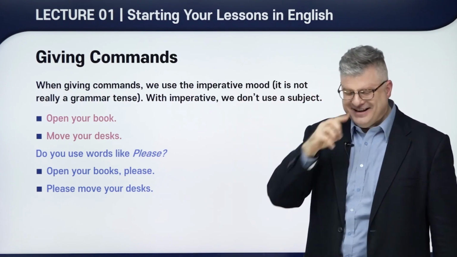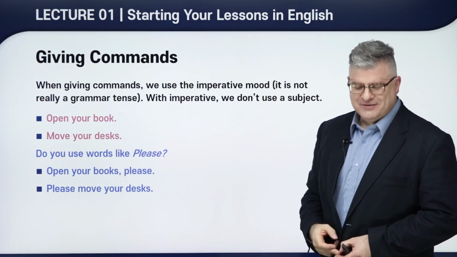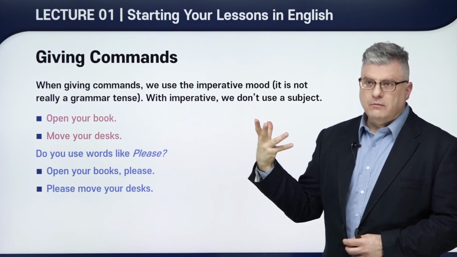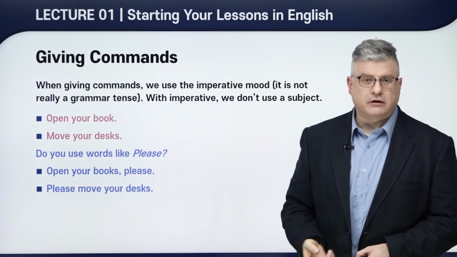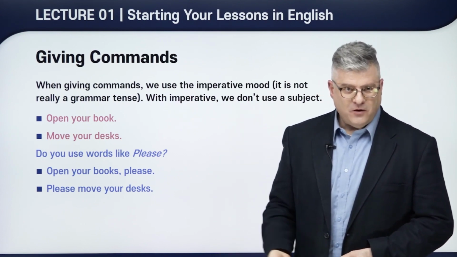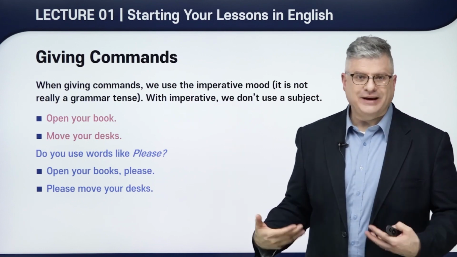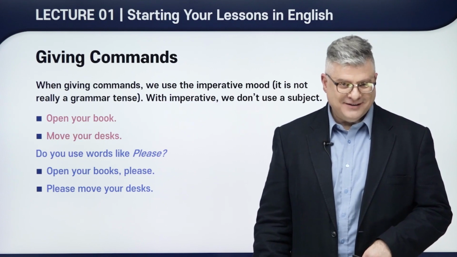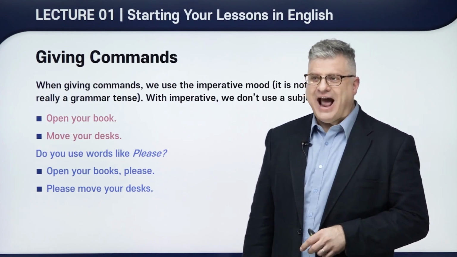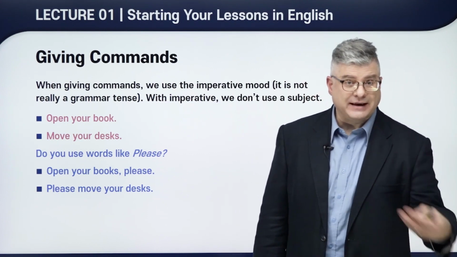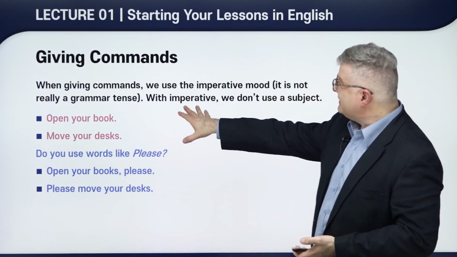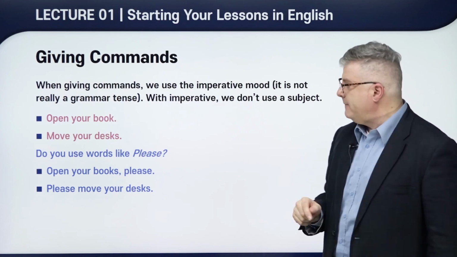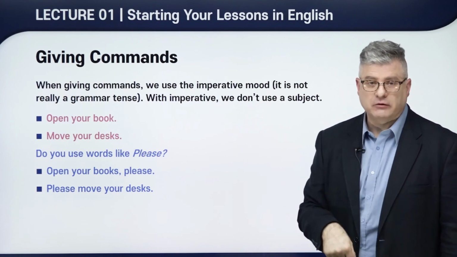This is something I'm almost embarrassed to say. It was about 10 years ago I learned this. Imperative comes from the same root as emperor or imperial. So this is the language that kings or queens use. Kings or queens don't ask you to open your book. They tell you to open your book. They don't ask you to sit down. They tell you to sit down. They give commands. That's where this imperative mood comes from. It is giving orders. Open your book. Move your desks. Sit down.